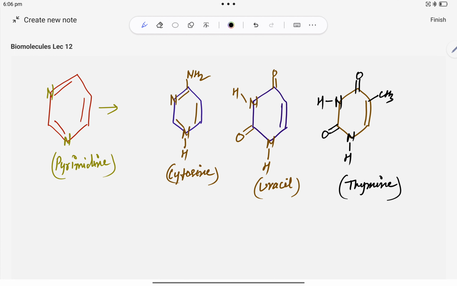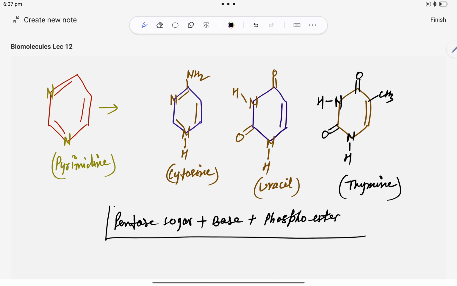So all the five nitrogenous bases we have completed, and the formation of nucleic acid will be done by these three things. What are the three things? Pentose sugar plus nitrogenous base plus phosphoester. So this is the combination for the nucleic acid.